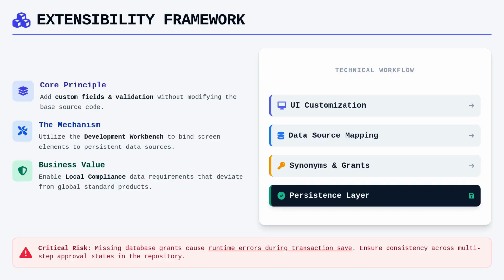It is also important to maintain consistency in your validation rules, as complex trade workflows often involve multi-step approval processes that move through different states defined in the repository. Keeping the system architecture clean while adding these layers of complexity is the true test of your competency with the platform.